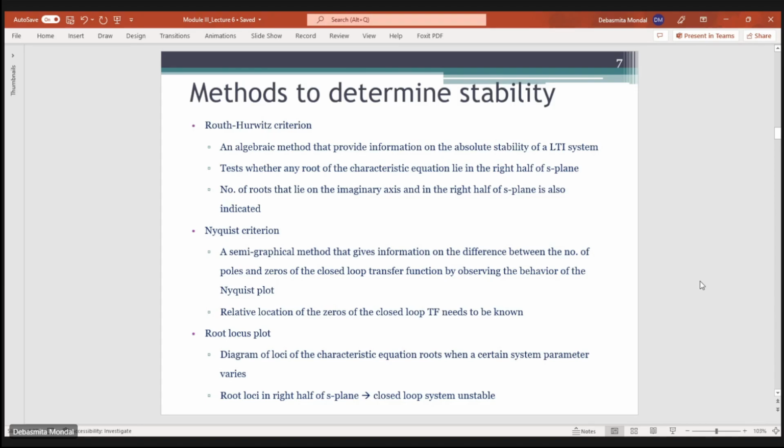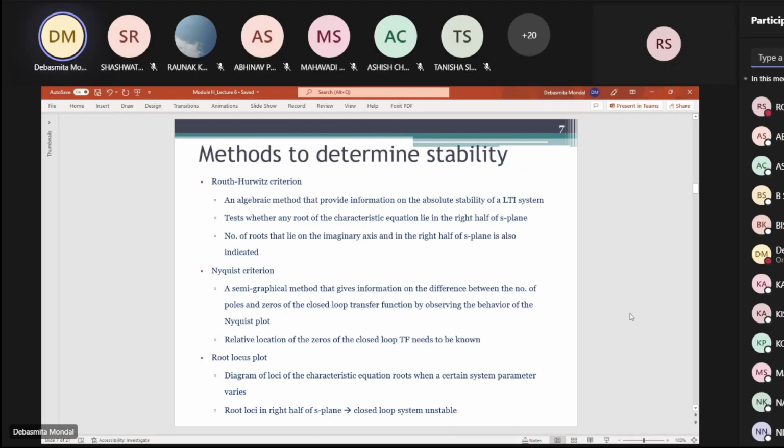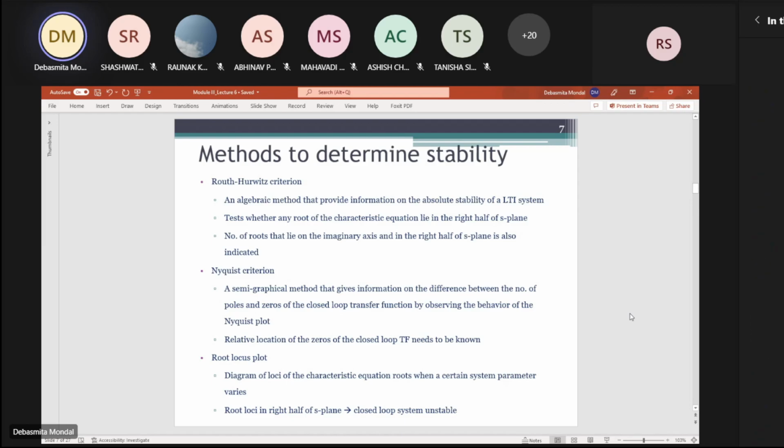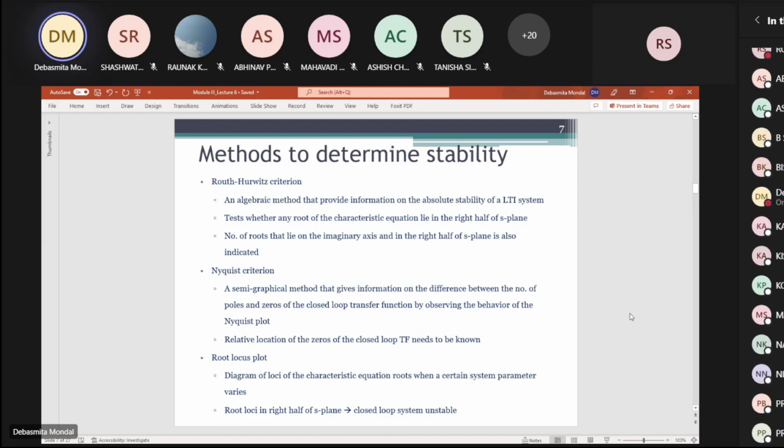Using this Routh-Hurwitz criteria, it tests whether any root of the characteristic equation, that is, any pole of the closed loop system, lies on the right half of the S-plane. So it tests whether all the poles lie on the left half of the S-plane or some poles lie on the right half of the S-plane. Also, the number of roots that lie on the imaginary axis and on the right half of the S-plane are indicated by this Routh-Hurwitz criteria.